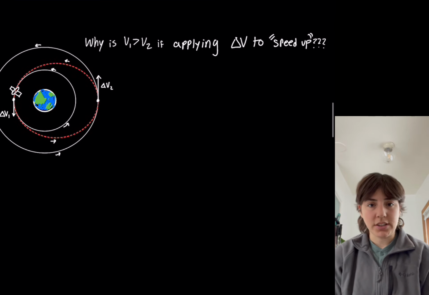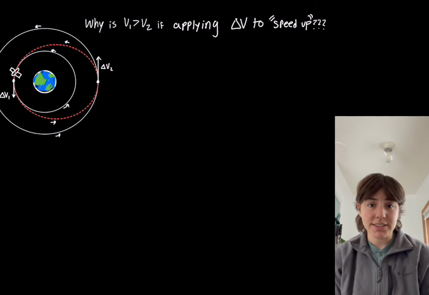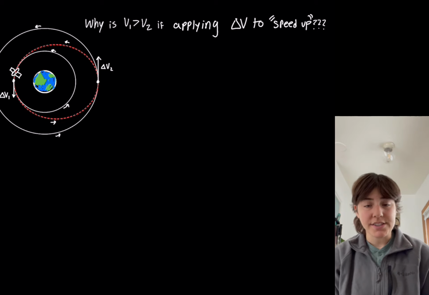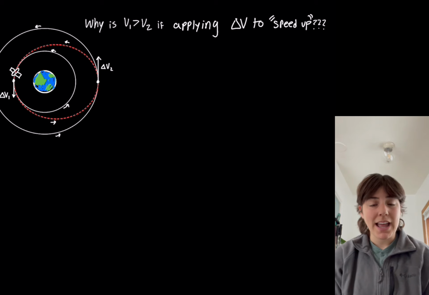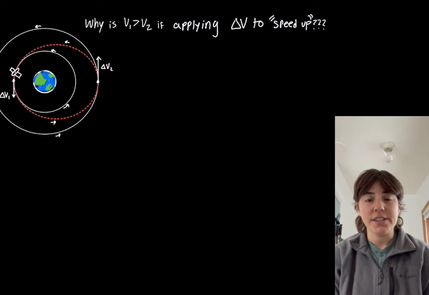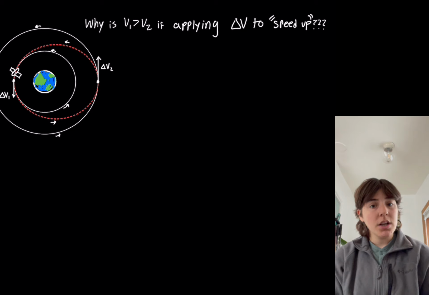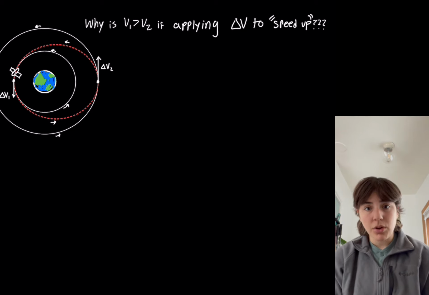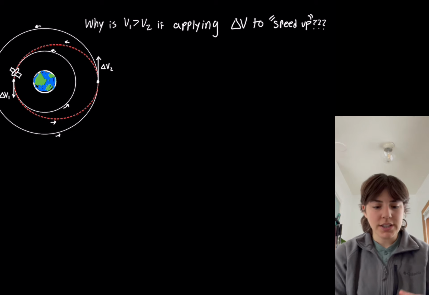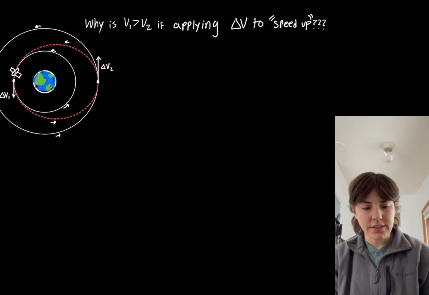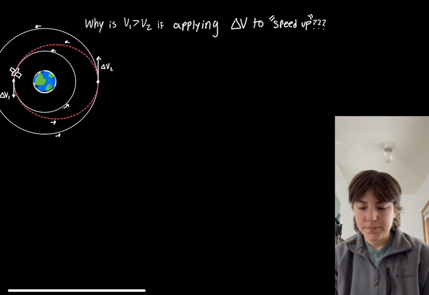So why is the velocity in the smaller orbit larger than in the second orbit if we need to add velocity to get from the smaller orbit to the larger orbit? Well, this is because the additional velocity is actually contributing to the potential energy. Higher orbits have higher potential energy and lower kinetic energy, so the satellite will be moving slower, but it has a total greater amount of specific mechanical energy. So this is really well illustrated in this image right here.